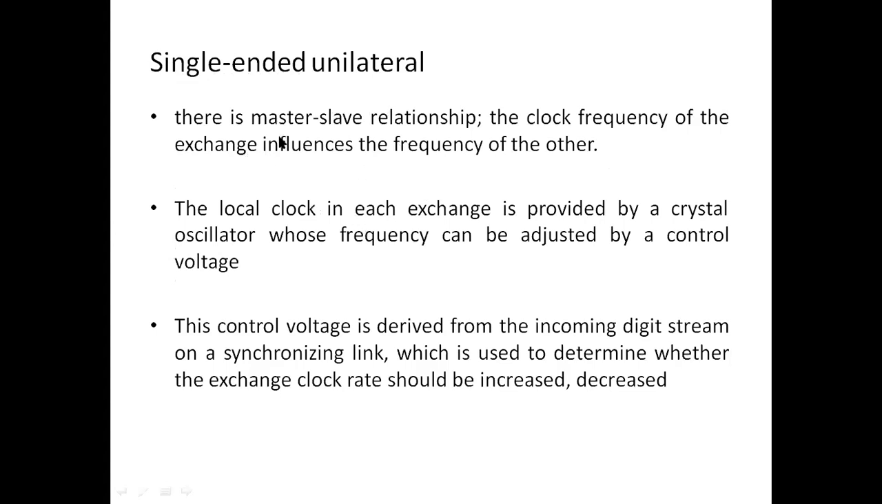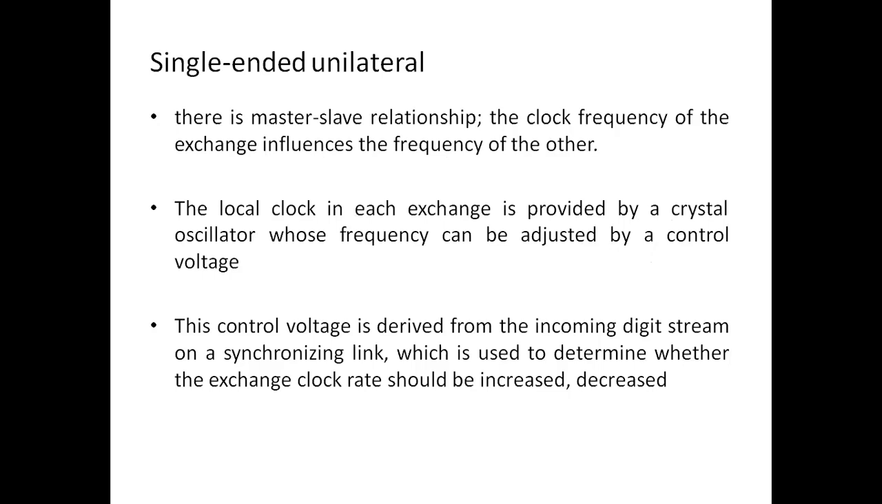Here in this case, you have a master-slave arrangement where one exchange acts as a master, which provides a reference clock frequency, and another exchange takes that clock frequency as a reference and adjusts its own clock frequency for successful operation over the network. The clock frequency of one exchange influences the clock frequency of the other. The local clock in an exchange is provided by a crystal oscillator whose frequency can be adjusted by a control voltage. This control voltage is derived from the phase difference between the master clock and the slave clock.